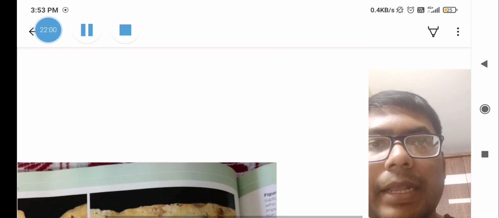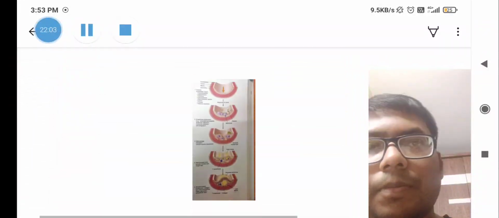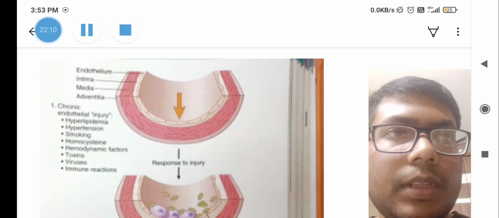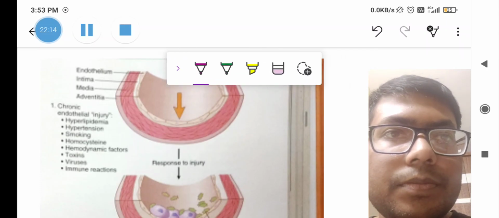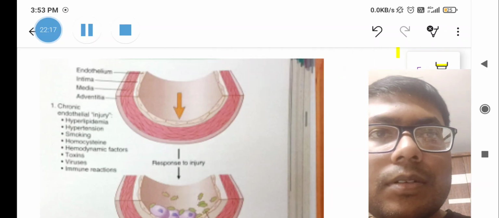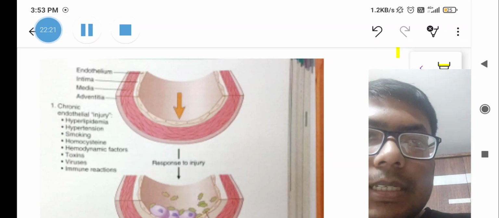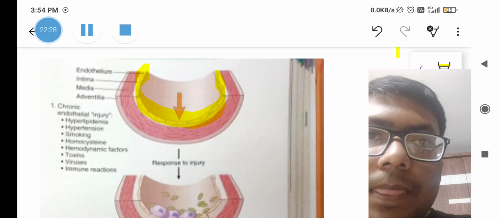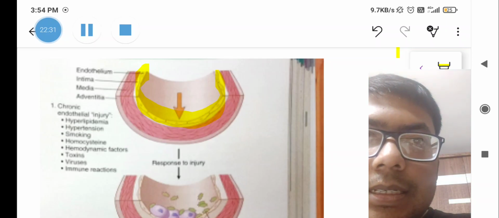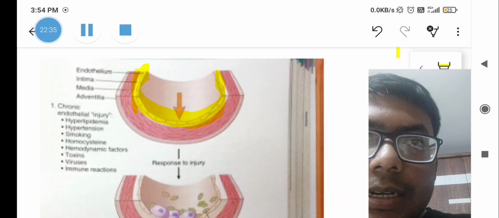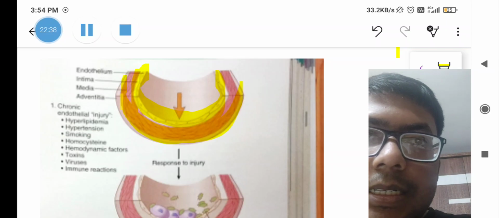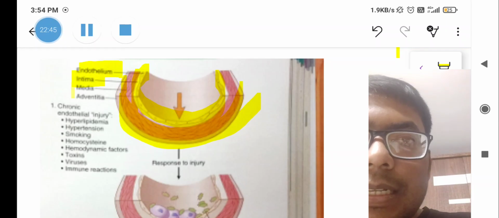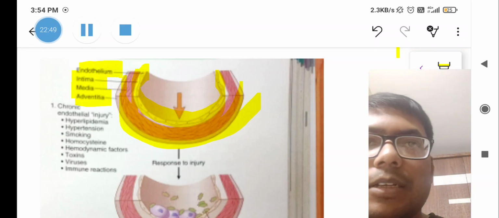Now if we see the pathogenesis of atherosclerosis, in the blood vessel anatomy there is the endothelium, then the intima layer, then the media layer, and then the adventitia layer. These are the layers from inward to outward.